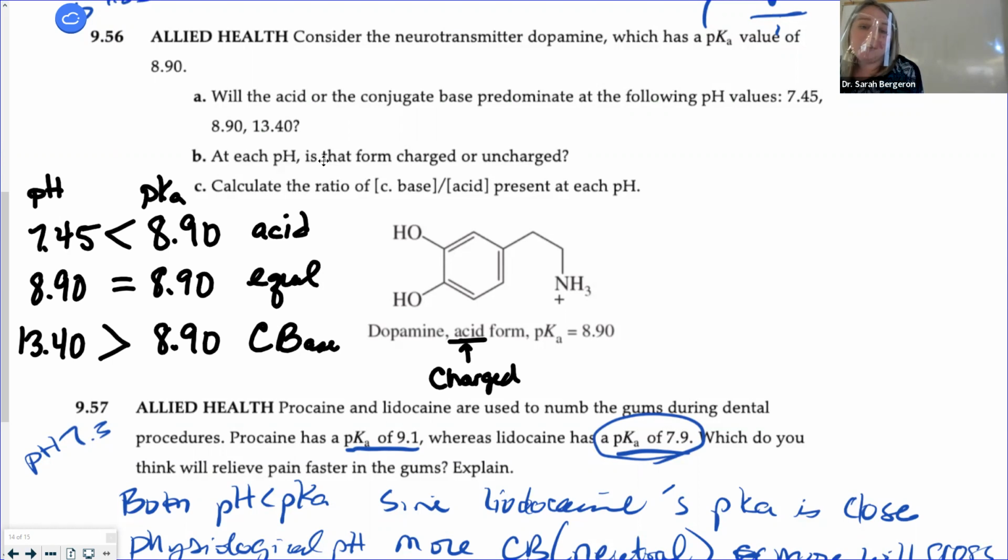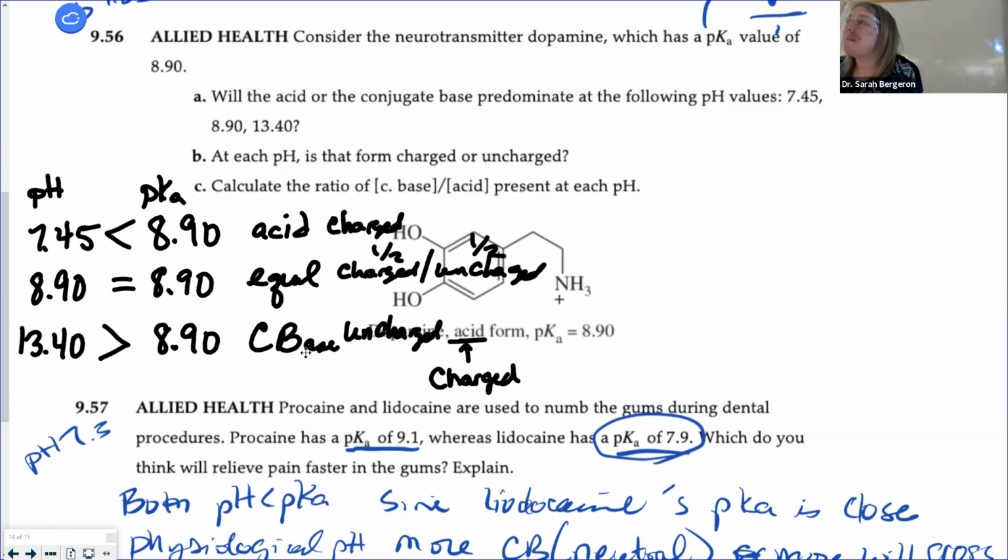So now at each pH, is that form charged or uncharged? Look at pH 7.45. Is my dopamine charged or uncharged? It's charged. Okay. At 8.9, we have half that's charged and half uncharged. So it's half and half. Right? How about my conjugate base? Uncharged. And then you don't have to be able to do this one.